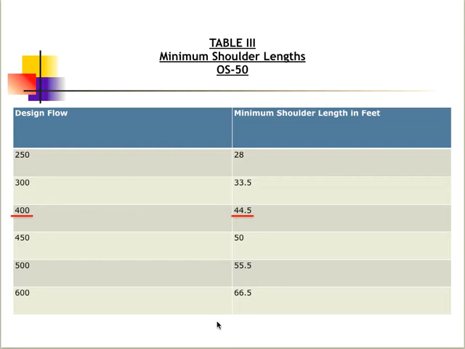Next, we need to refer to the shoulder lengths. And we have these listed in design flows. For the most part, every 50 gallon a day increments. Sometimes we jump 100. But if we look at this chart, we don't have one for 375, so we'll have to round up to the next highest value. So for a 400 gallon a day design flow, we have a minimum shoulder length in feet of 44.5 feet.